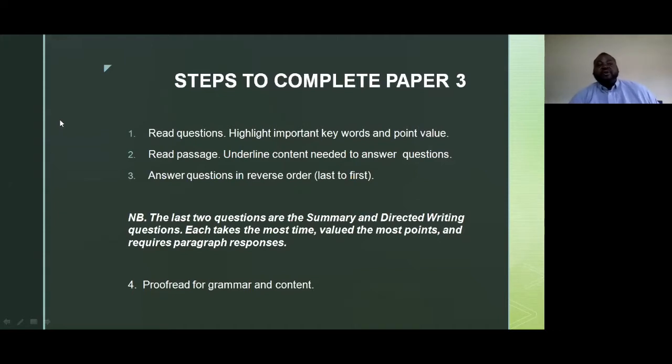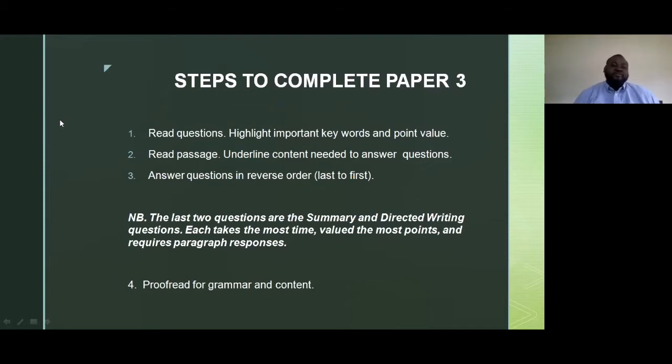The second thing you want to do after having read all of the questions and getting an idea of the task that is set before you, I'd like for you to read the passage. But you do not just read the passage as if you are calling the words in your mind to get to the end of the sentence. You must actively read. And that means as you are reading the passage, you underline the content that you need to answer the questions. And content refers to the information from the passage to assist you in answering the questions.